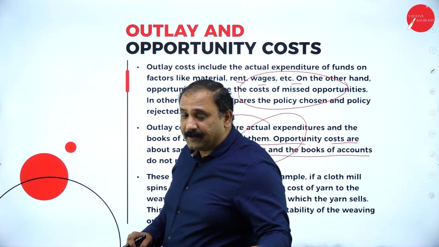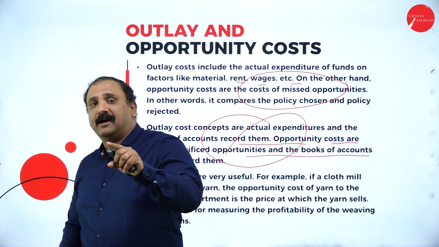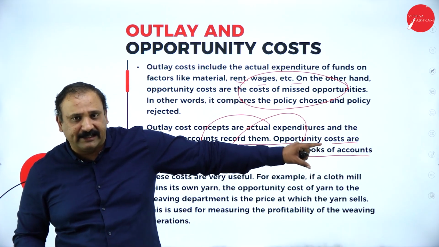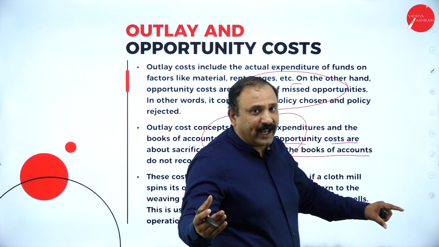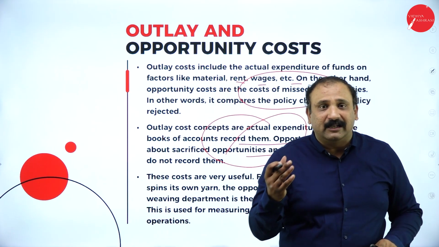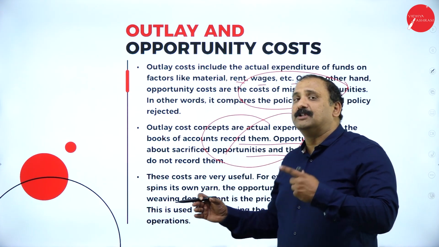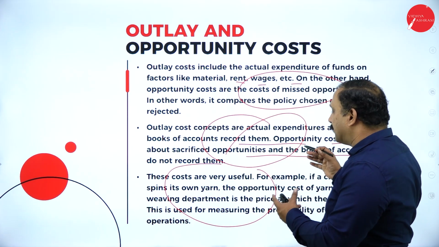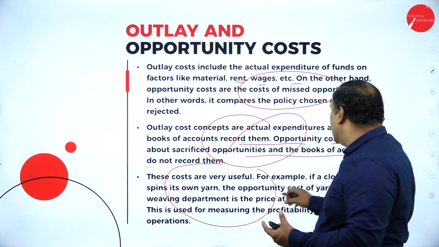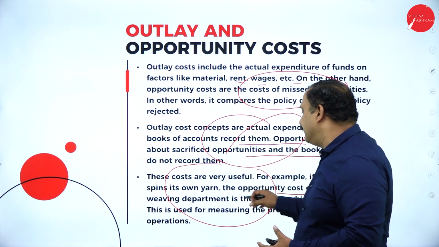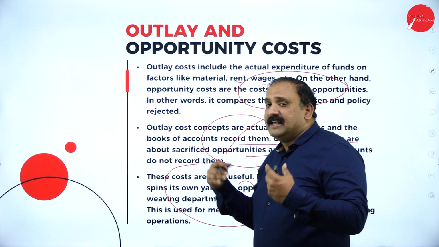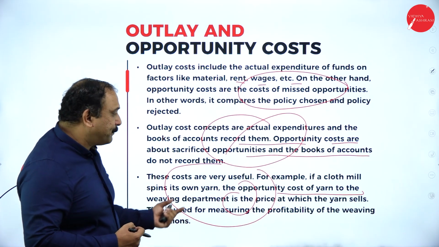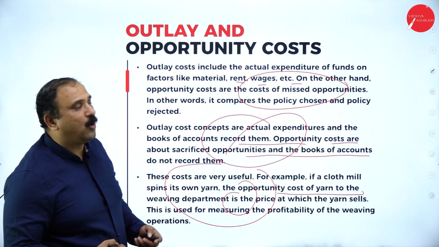You cannot avoid them. Whereas opportunity cost, on the other hand, you're not going to record, because financial accounting does not allow that; it treats them as missed opportunities altogether. These are certain things which you have missed out on. Now, these costs are very useful. For example, if a cloth mill spins its own yarn, the opportunity cost of the yarn weaving department is the price at which they are selling the yarn, and this is used in ensuring profitability of the weaving operations.